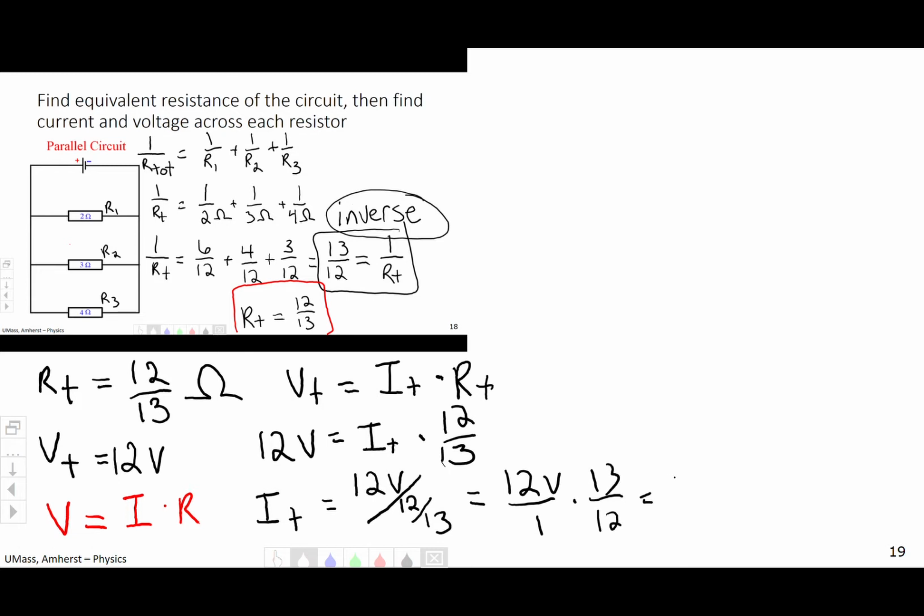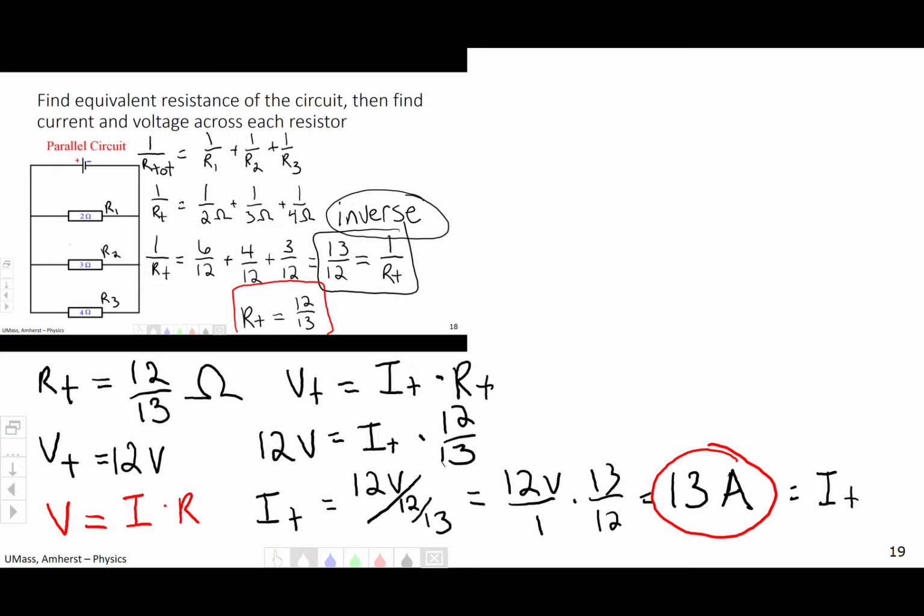So that is 13 amps. Okay, so we have 13 amps total as our total current. And this is going to help with our sanity check. All right.